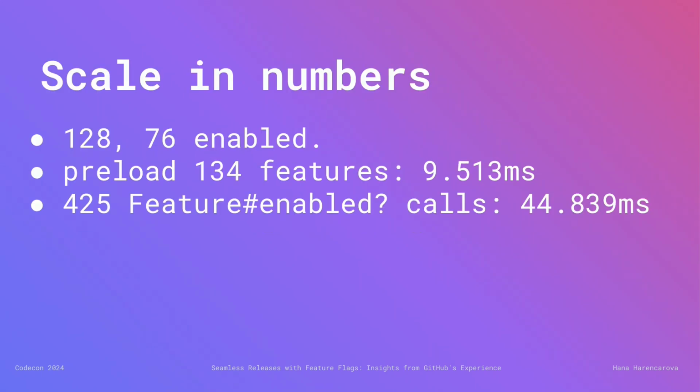When I looked this morning on our repository page, we had 128 features on that one page, and 76 of them were enabled. We were preloading 134 of those features in 9.5 milliseconds, and we were doing 425 feature-enabled calls in 44 milliseconds.